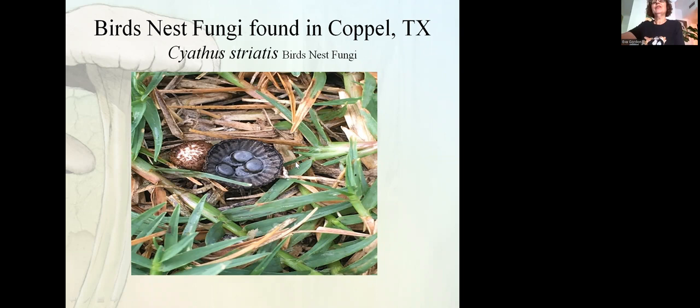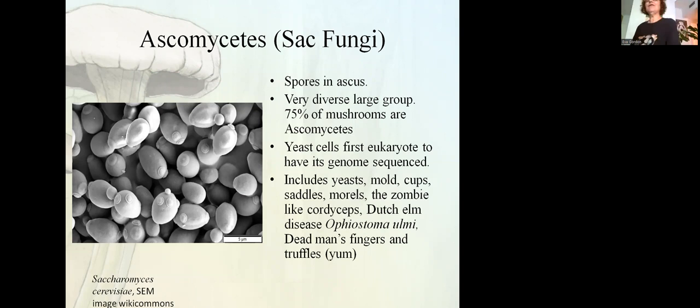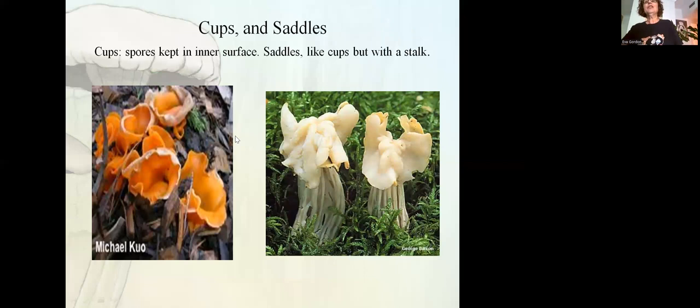Really cool. Okay, now we are entering the sac fungi, and I'm not going to spend too much time on yeast cells or Saccharomyces. Everybody's familiar with the whole process. So we're going to go through some of the ones that you'll see in the wild. Cups and saddles, you might run across these. Again, not too common when there's drought conditions, but if it's all moist and after a good couple of rains, you might run across these.